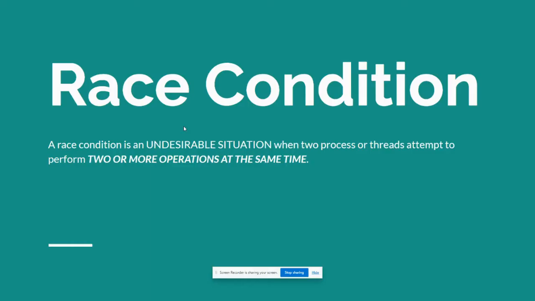So what is a race condition? A race condition is an undesirable situation when two processes or threads attempt to perform two or more operations at the same time. So this is a common problem that we find even in the real world. As we know, concurrency issues arise from the real world, and when we try to emulate such situations in computer systems, we face the same issues.